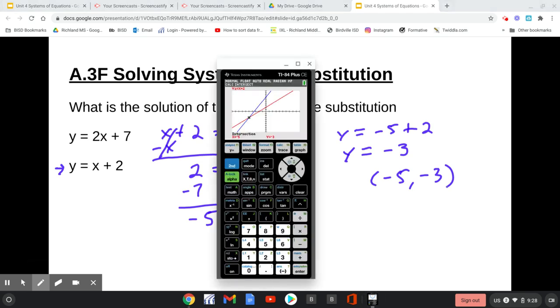So let's check it with the calculator. I'm going to hit second plus 7, 1, 2, and then I'm going to hit y equals. I'm going to put 2x plus 7, enter, and then I'm going to put x plus 2. I'm going to hit second, trace, 5, enter, enter, enter. And I can see that we got it right, and x is negative 5 and y is negative 3.